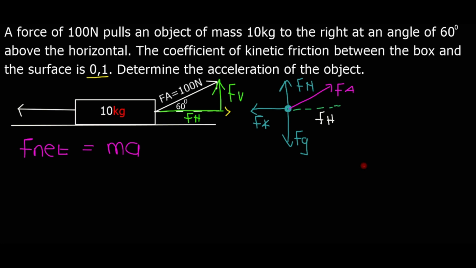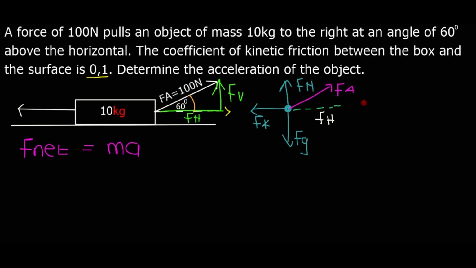To calculate this acceleration for the F net, we substitute the F horizontal and then the frictional force. But first we need to find this horizontal and then this friction. So we find this horizontal first. We will use a trig ratio because we can see that we have an angle and a hypotenuse.